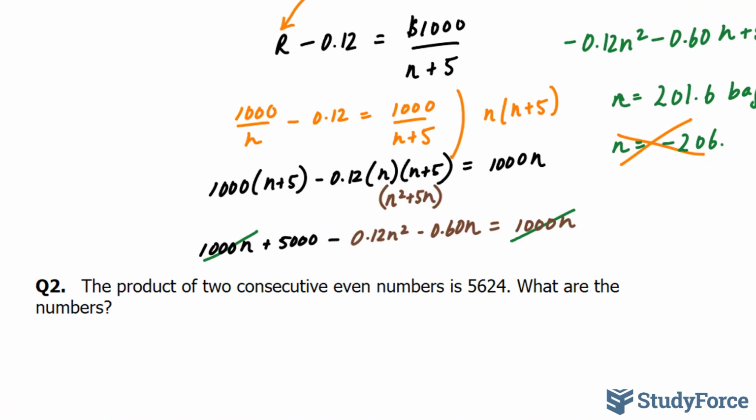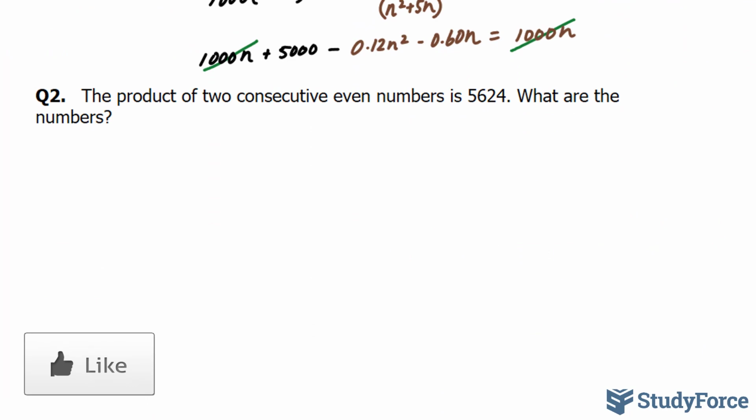Let's move on to question 2. In question number 2, we're asked, the product of two consecutive even numbers is 5,624. What are the numbers? Let's start by saying that x is our first even number, and our next number is y. It's also even. And together, when multiplied, gives us 5,624.